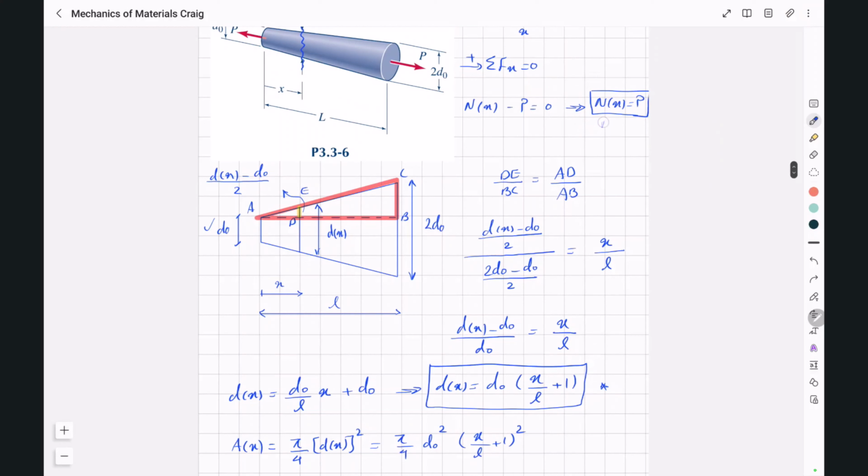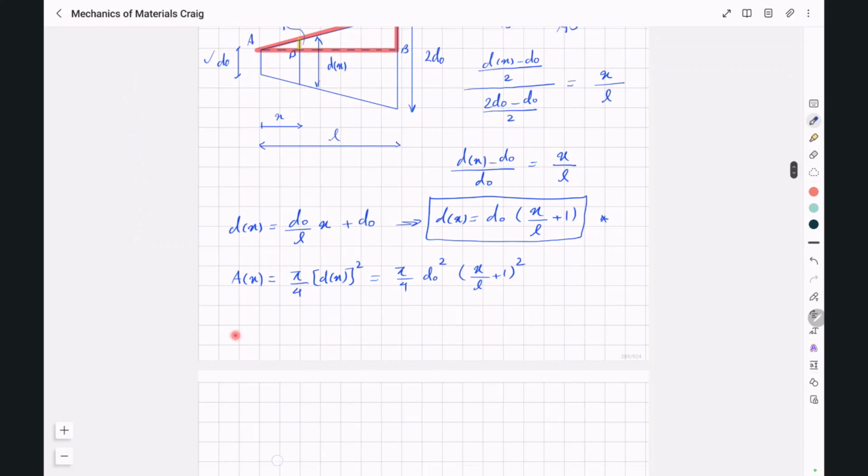Now that we have the resultant force at an arbitrary distance x from the beginning, and we also have the area at that same distance, we can write an expression for the stress at this distance. So we know this resultant force has an expression like this: Nx is equal to the integral of sigma dA.